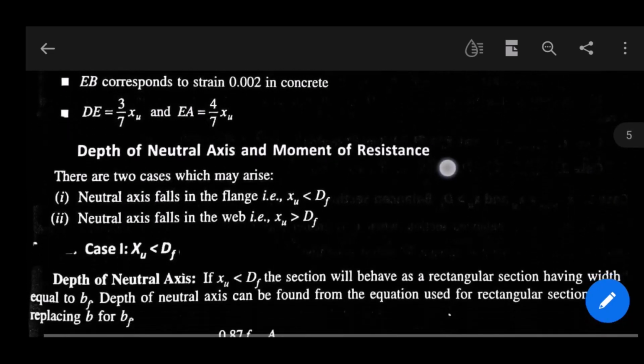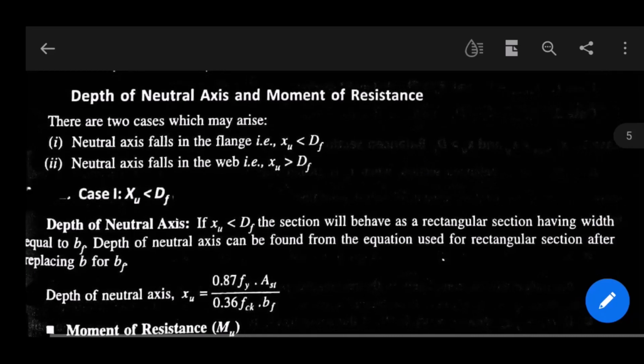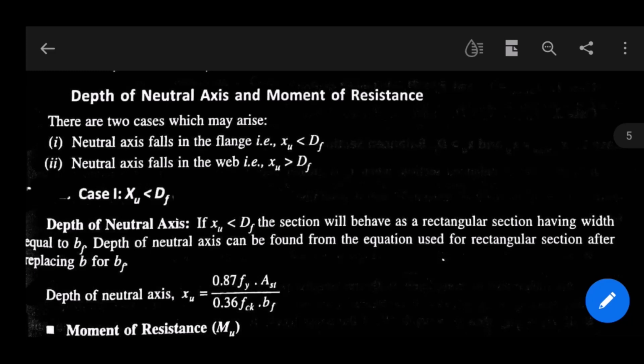Now, depth of neutral axis and moment of resistance. There are two cases. First, the neutral axis falls in the flange, as you've seen in the figure. This is the first case, as I told you earlier, XU less than DF. The second case is the neutral axis falls in the web, that is XU greater than DF. That figure I have also shown you. So case 1, XU less than DF, means the neutral axis lies in the flange portion.